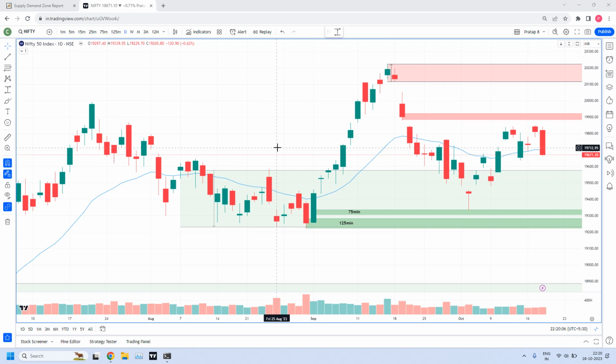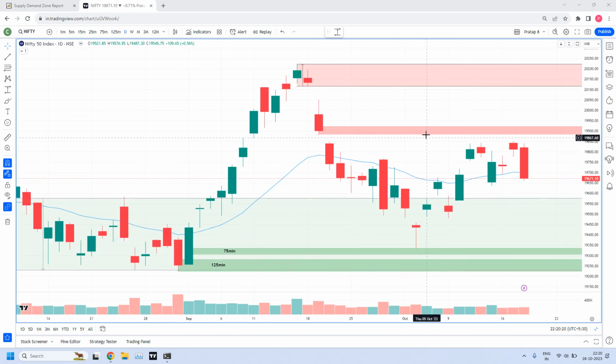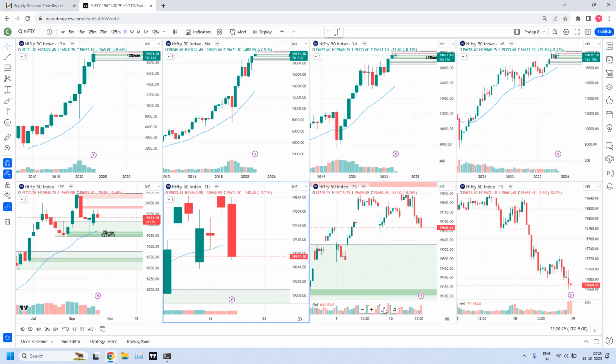So before generating today's demand and supply zones, let us look into the entry we got from our yesterday's report. Even before that, look into this Nifty. Nifty is getting a huge resistance from its 75 minutes high liquidity zone. Let me go to the 75 minutes time frame.